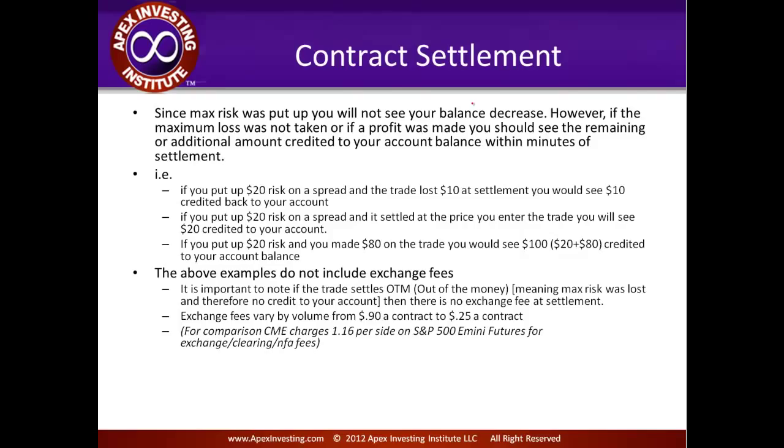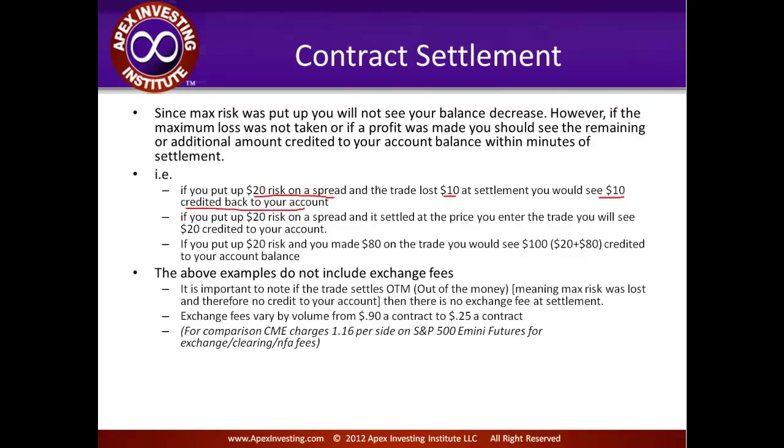Now, you may see a credit to your account balance within minutes of the settlement, the expiration, which is great because if you do have money paid out to you, you can use it to make another trade. And it's important to understand, let's say you had a $20 risk on the spread and the trade lost $10 and you saw a $10 credit to your account. That doesn't mean you made $10, right?